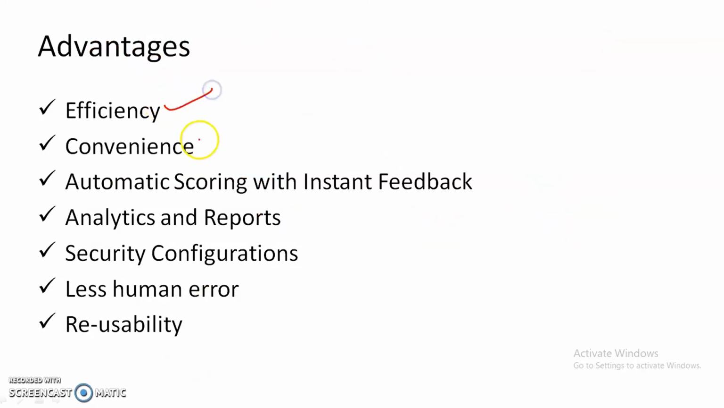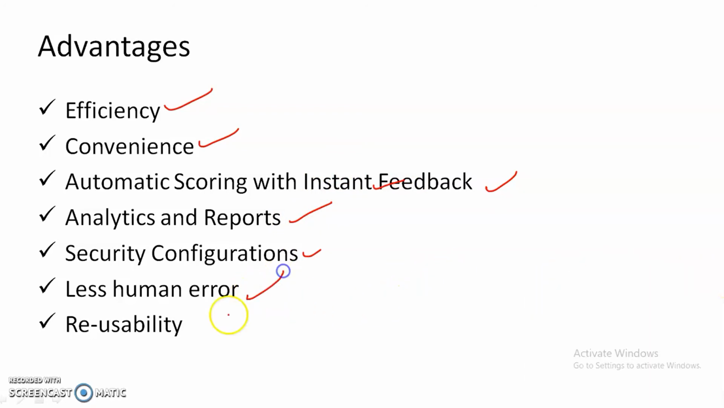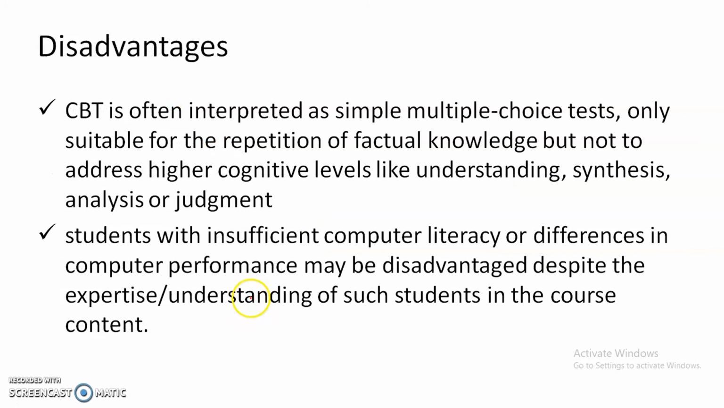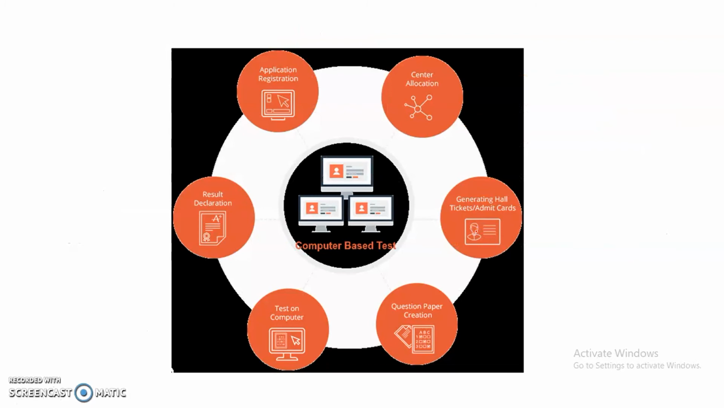And the advantages are efficiency, convenience, automatic scoring with instant feedback, new analytics and reports, security configurations, fewer human errors, and reusability. Okay, all these things are the advantages. And the disadvantages: generally the CBTs are multiple choice questions, right? There are no descriptive questions. A student's performance can be clearly analyzed only with descriptive questions. Based upon multiple choice questions, we cannot perfectly get the factual knowledge of the student. And if the student has insufficient computer knowledge, then he feels some difficulty. He cannot feel comfortable with the systems.